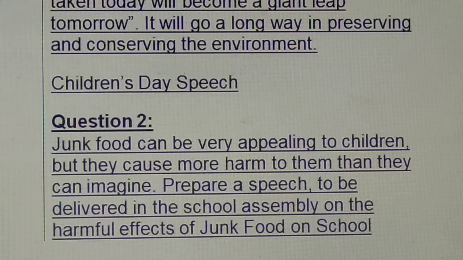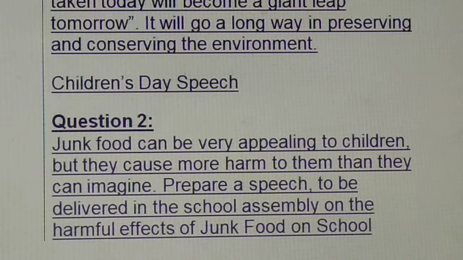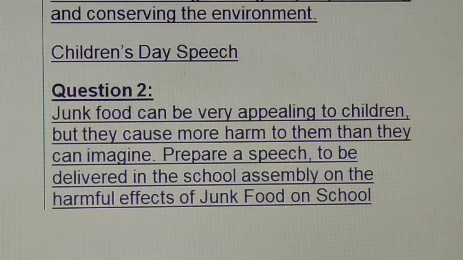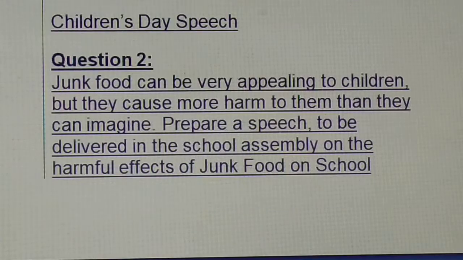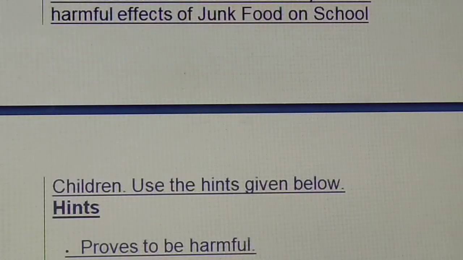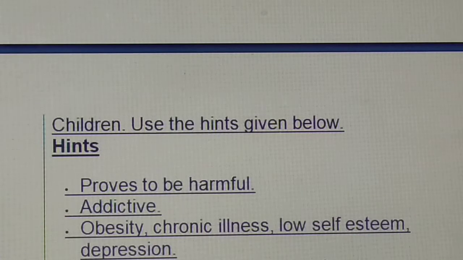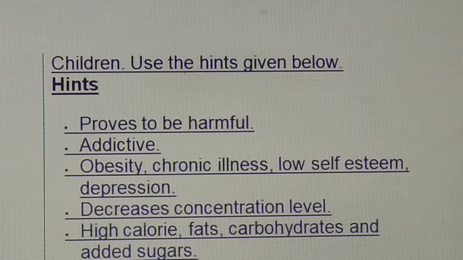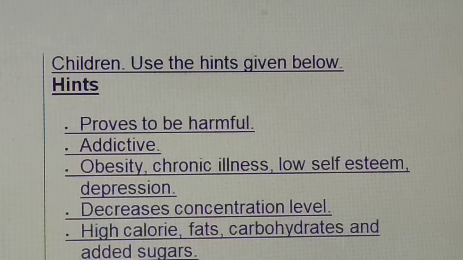Okay. Now, Children's Day speech, children. Junk food can be very appealing to children, but it causes more harm to them than they can imagine. You have to prepare a speech to be delivered in the morning assembly on the harmful effects of junk food on school children. Yeah, you can use these hints, okay? See, the hints are given there. Can you read that?